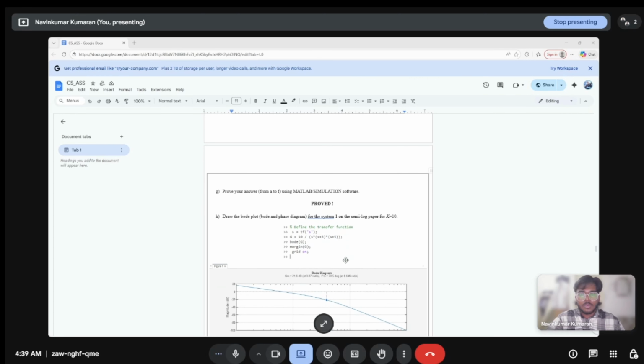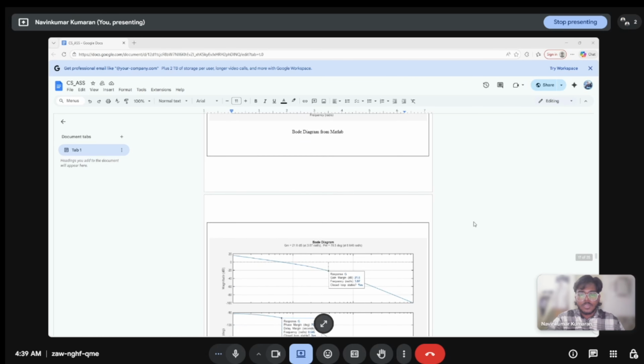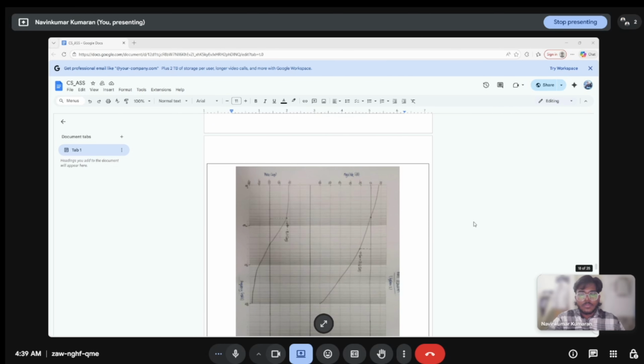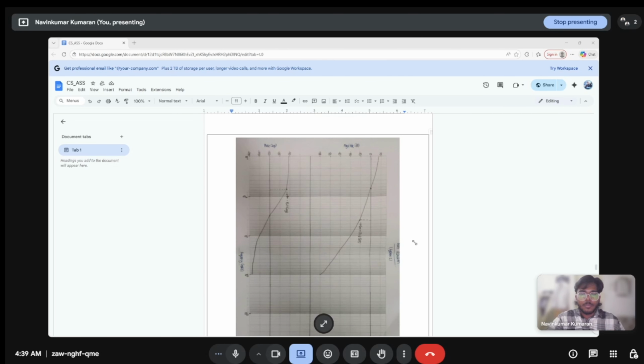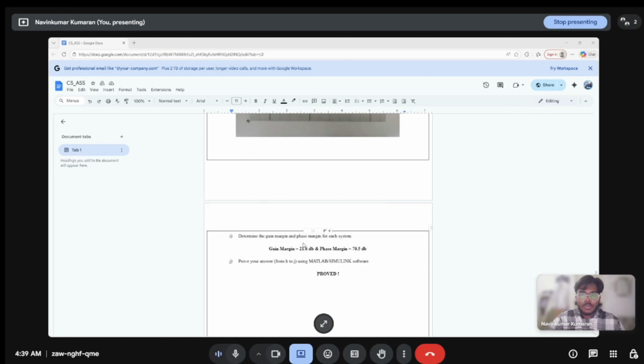Finally, the Bode plot. This is the code we have applied in MATLAB, and this is our result from MATLAB. And this is the drawing of the Bode plot. To determine the gain margin and phase margin for this system, the gain margin equals 21.6 dB and phase margin equals 17.5 degrees. So we have proof that the MATLAB or simulation software value equals our calculated value.